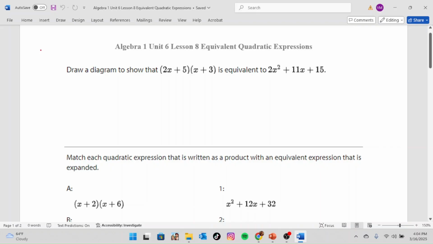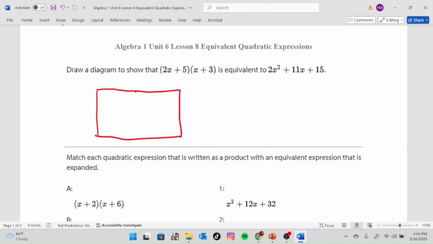Our first practice problem says draw a diagram to show that 2x plus 5 times x plus 3 is equivalent to 2x squared plus 11x plus 15. And when they're saying to draw a diagram, we can use what we call an area diagram. So I'm going to draw a box, and I'm going to split it into 4 sections.